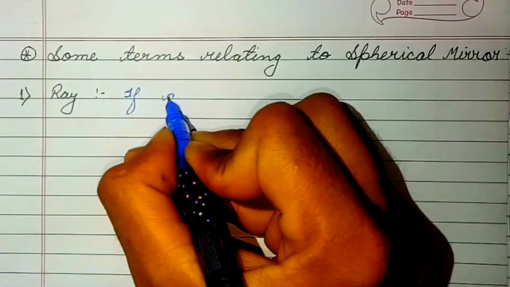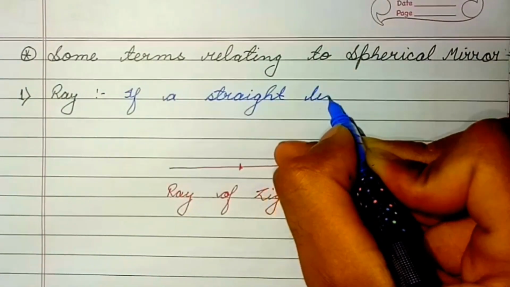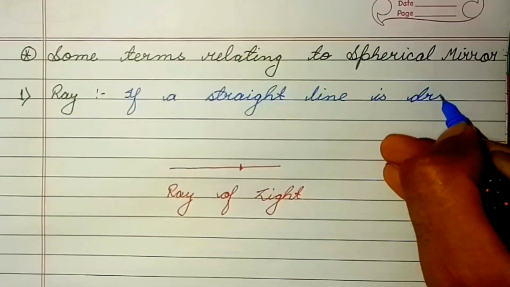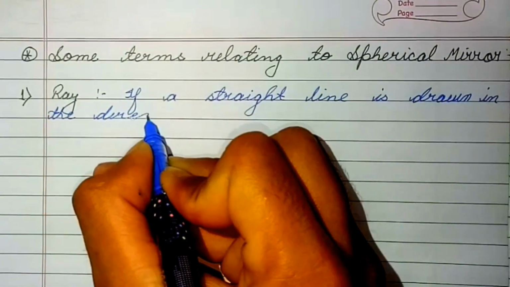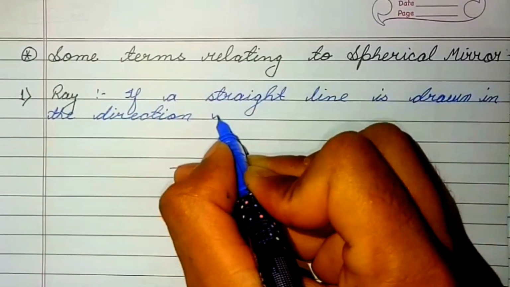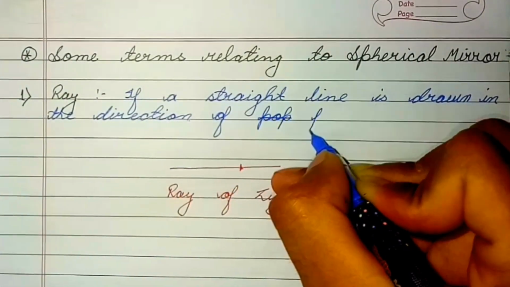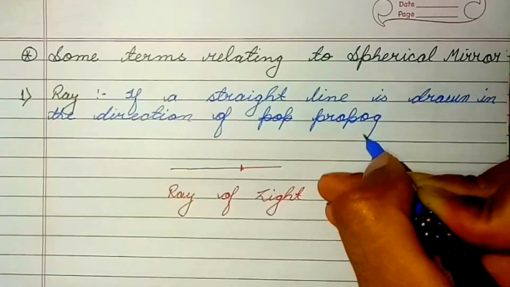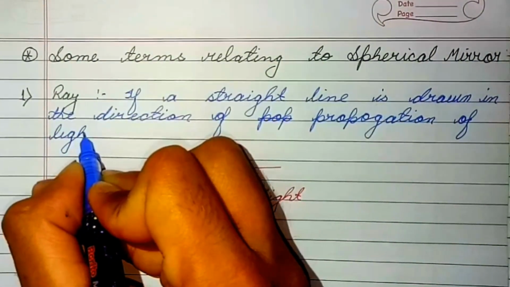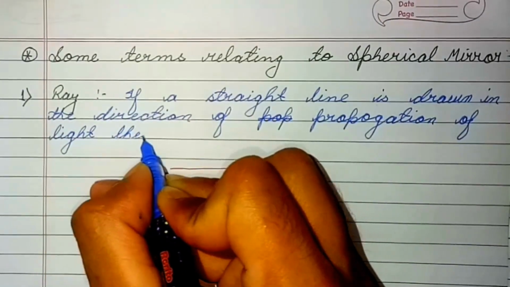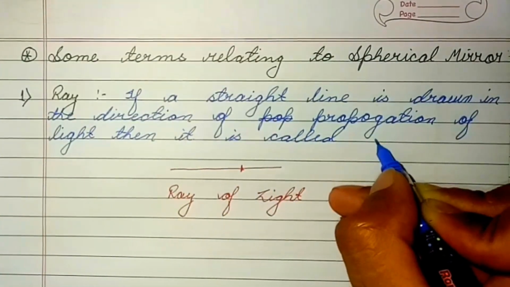If a straight line is drawn in the direction of propagation of light, then it is called a ray of light. Okay.